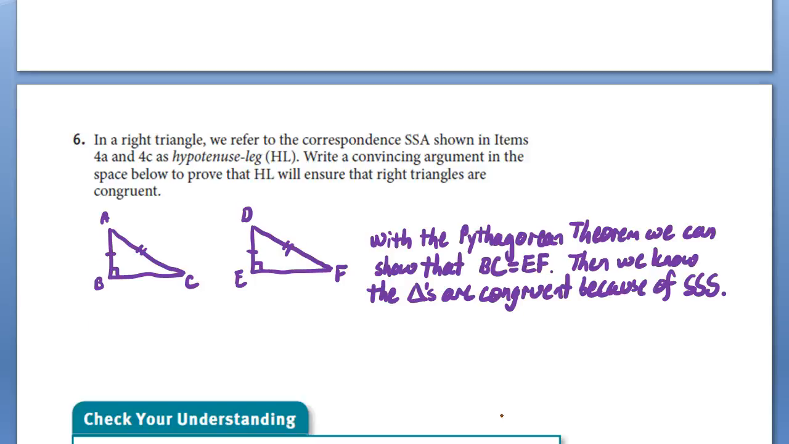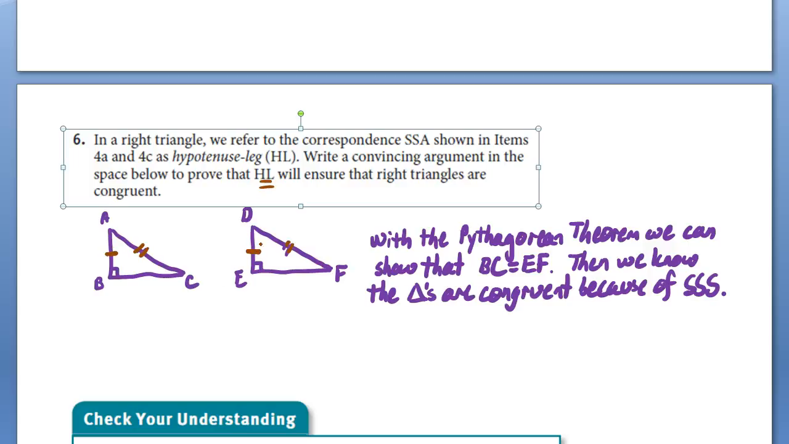So number 6, the last one for the video. In a right triangle, we refer to SSA as hypotenuse-leg and use the abbreviation HL, not the abbreviation SSA. Write a convincing argument in the space below to prove that HL will ensure that triangles are congruent. So here I have 2 right triangles, and I have the hypotenuse congruent to the hypotenuse in the other. And we have that one of the legs is congruent to one of the legs in the other. And these are right triangles, so I have the 90-degree angles marked.